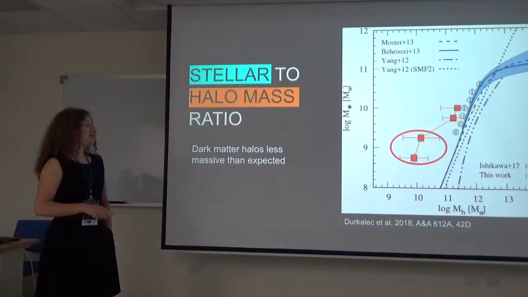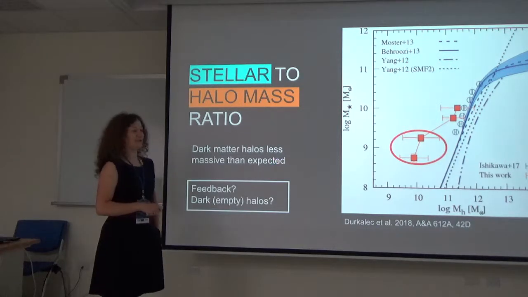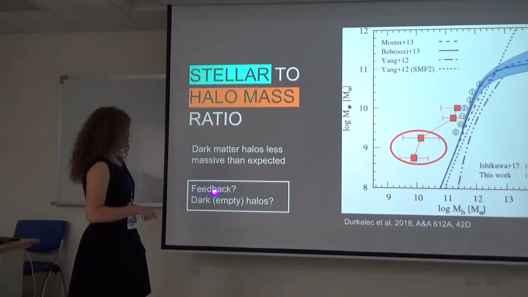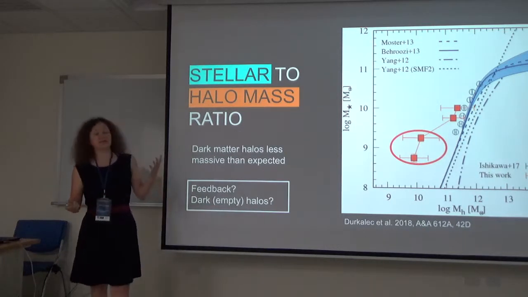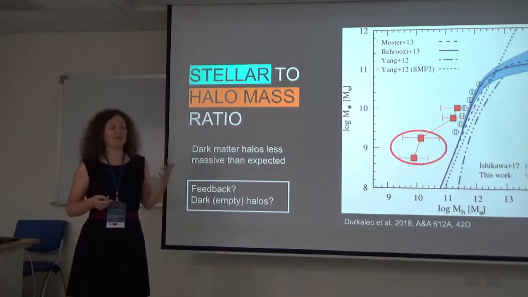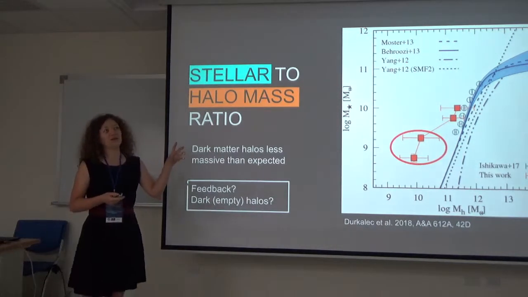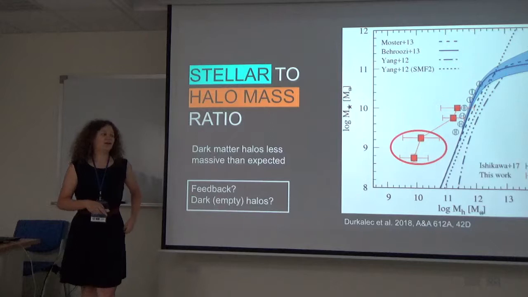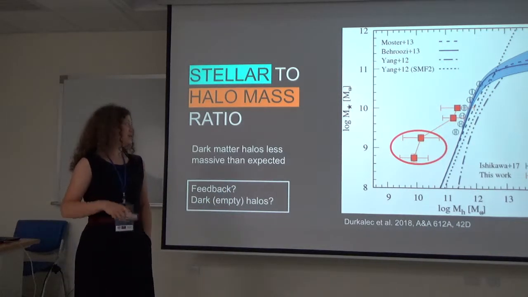So here's the question. We don't really have an answer for that. We can blame feedback. We can blame the fact that in the models we simply do not take into account that there are halos that do not have galaxies at all, called dark empty halos, and these could be massive halos, maybe. We simply don't know.